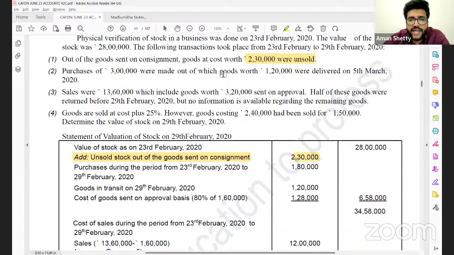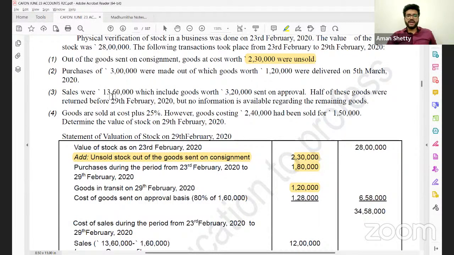Purchases of 3 lakh were made, out of which goods worth rupees 1,20,000 were delivered on 5th March 2020. So the value of the stock as on 23rd February 2020 is 28 lakh, out of which 1,20,000 was delivered. Now tell me, 1,20,000 is goods in transit, correct? Remaining, is it my purchase or not? Remaining also is my purchase. So both are added. 3 lakh minus 1,20,000 is 1,80,000, which will be added, and 1,20,000 also will be added.